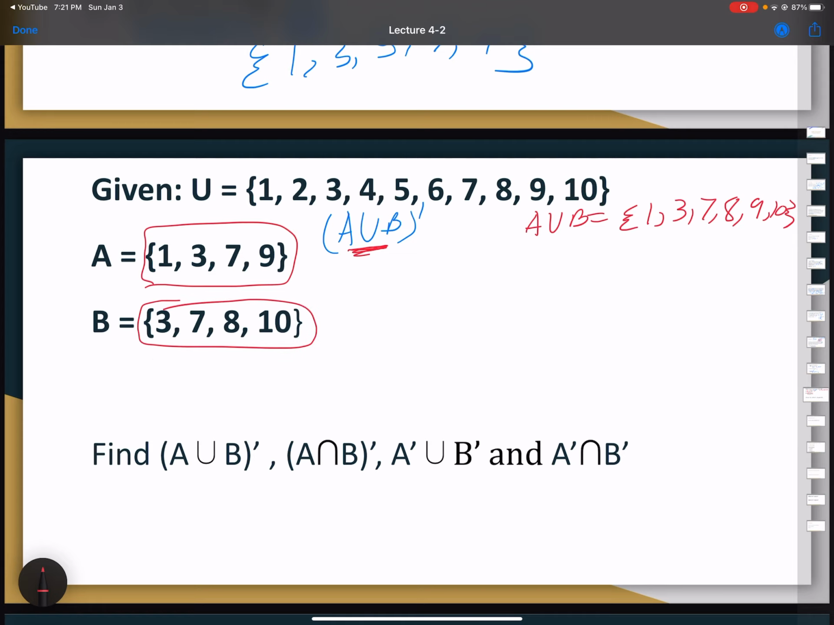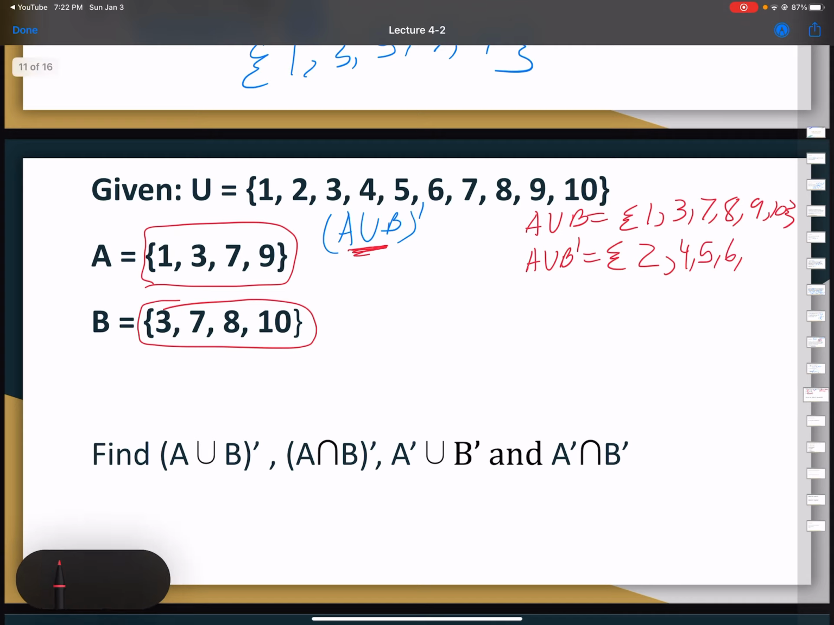The complement of that, A union B complement, is going to be everything besides those numbers. So we have a 1, but we don't have a 2. We have a 3, but we don't have a 4, a 5, a 6, 7, 8, 9, 10. So that's it. So that would be A union B complement. It should be in parentheses, the opposite of that.